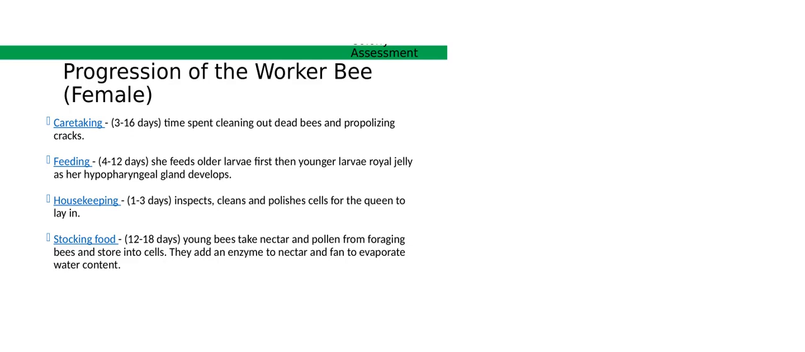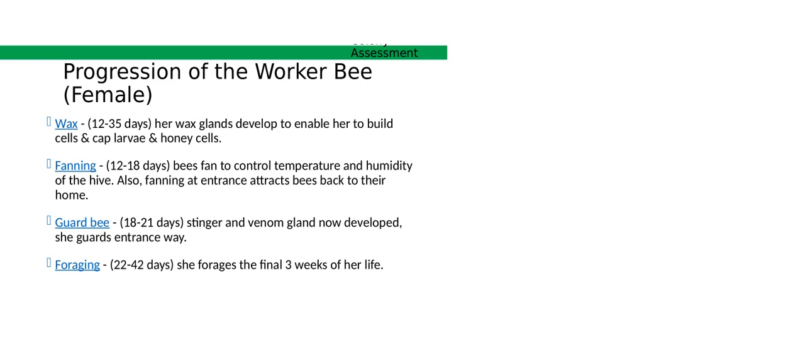They'll work on stocking food for a phase of their life. And then towards the end of their life, they will develop glands that can build wax. So that'll be one of their jobs. They'll work on fanning to help control the temperature and humidity in the hive. They eventually will become a guard bee. That might be our least favorite stage of life. And then the very last stage of life would be foraging in their final 3 weeks of life.